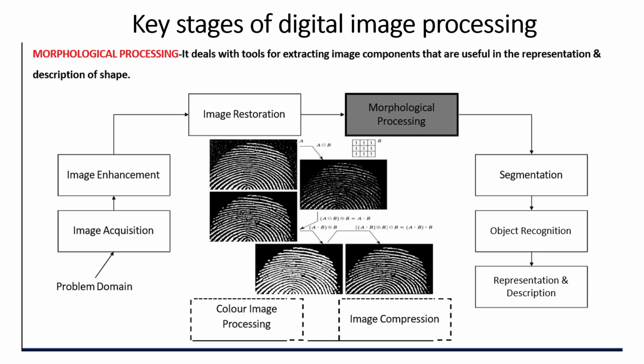And next comes the morphological processing. It deals with tools for extracting image components that are useful in the representation and description of shape. Sometimes we have to take only some minute information into account and process it further. In order to do that, we extract only certain image components. Those come under morphological processing, like a thumb impression.